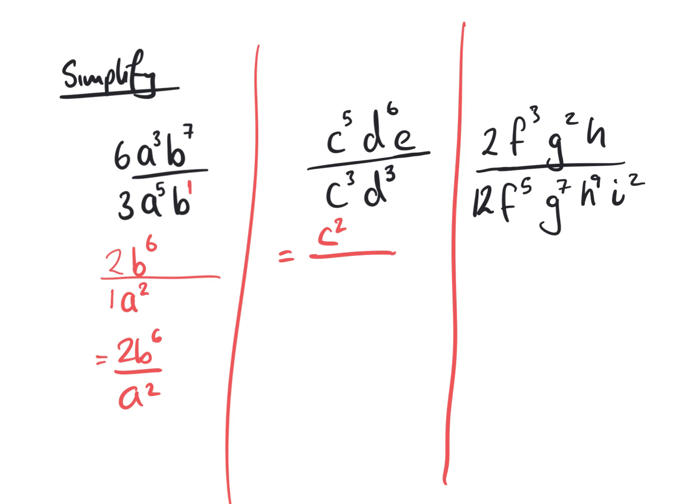And how many more? Well, there's 3 more at the top, so that's d to the power of 3 left at the top. And then here we have just e. There's no e down at the bottom here, so we can just leave that as it is, and that's going to leave me with e.